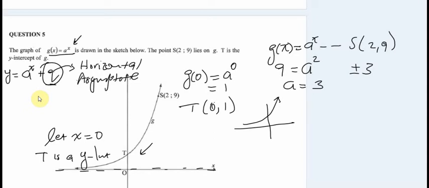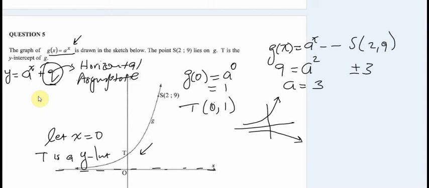So let's assume that a was negative. This will mean that it will be a reflection about what? About the x-axis. So if it is a reflection about the x-axis, you're just going to have something looking like this. So it's when a is negative or less than 0.